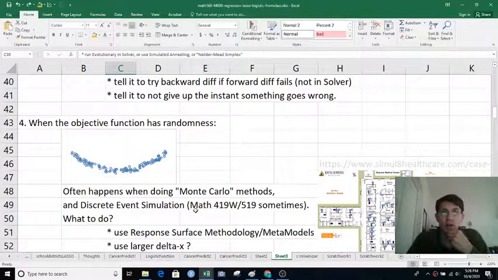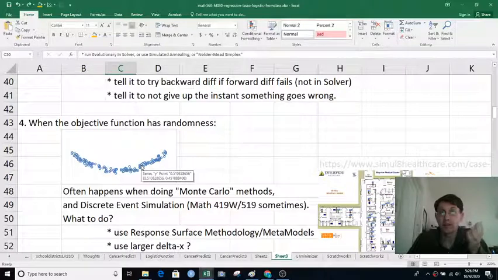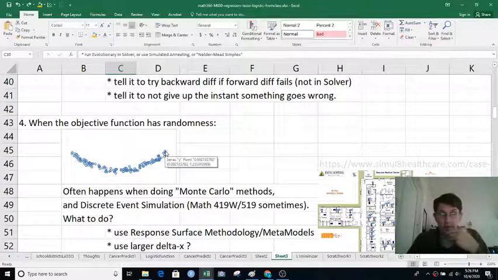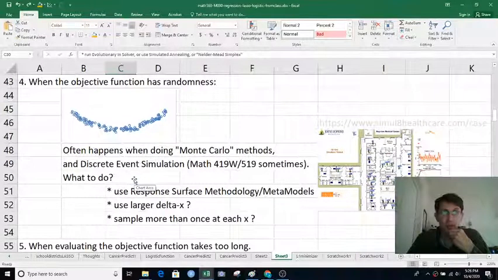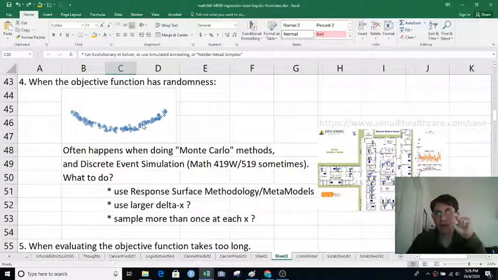519 sometimes. What can you do? There's a technique from statistics called response surface methodology, which says instead of just a few points here, let me pick more than that and then try to fit a parabola to it maybe. That's also called meta models in stochastic simulation optimization. Maybe use a larger delta x. If you use a delta x large enough, maybe this point is guaranteed to be lower than that point, so you get an accurate estimate of the slope. Maybe sample data more than once at each point, so you would decrease the amount of randomness in the averages there.